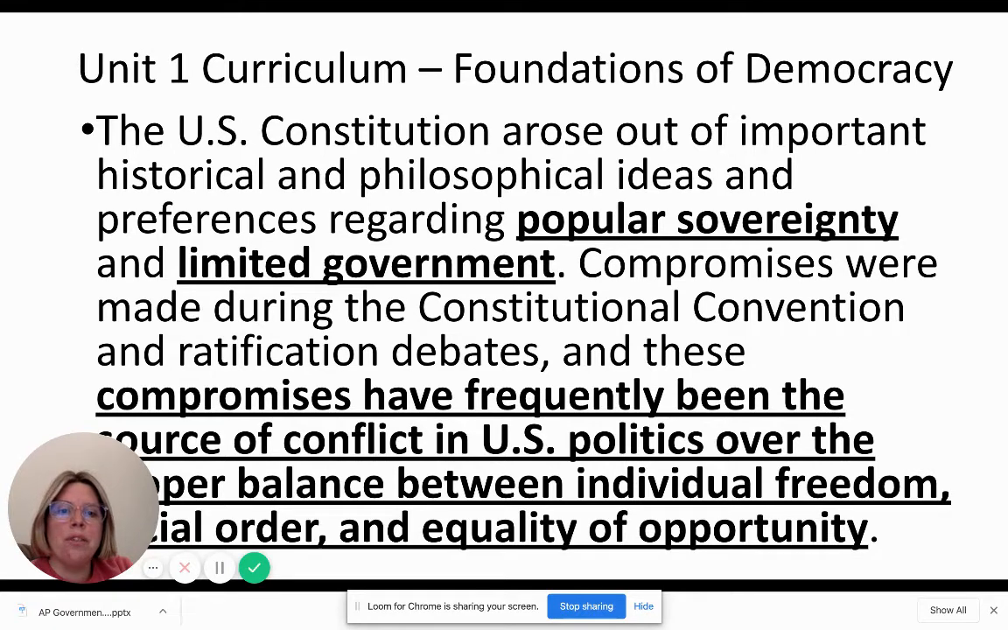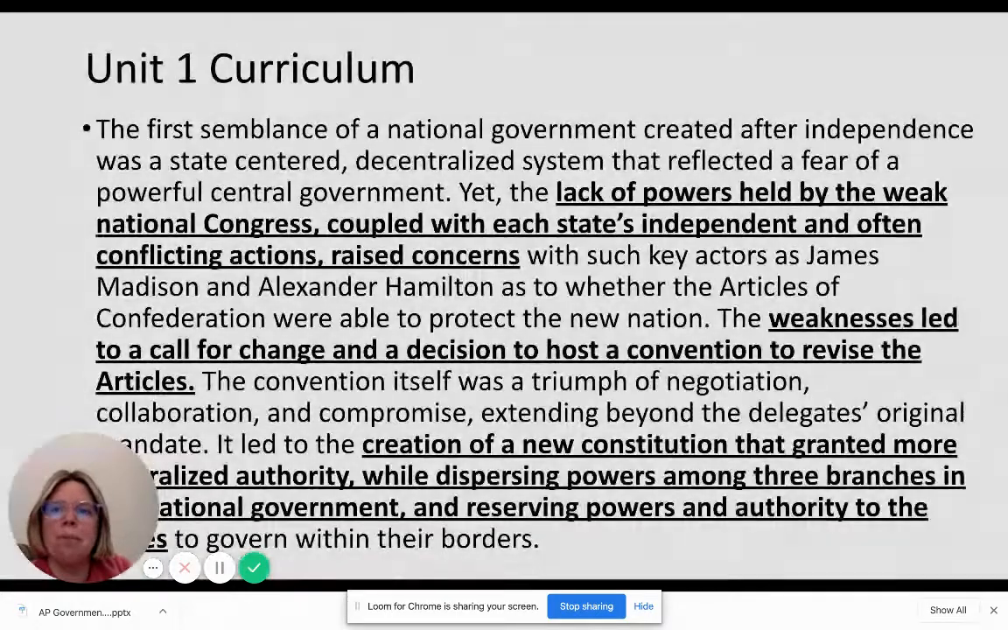Compromises were made during the Constitutional Convention and ratification debates. And these compromises have frequently been the source of conflict in U.S. politics over the proper balance between individual freedom, social order, and equality of opportunity. These are the things that liberals and conservatives fight over, right? How free should we be? What laws are too restrictive? What laws would we say are okay? And then should the government work to provide opportunity, like tax the rich more and provide more opportunities for the needy and stuff like that? People have different opinions on all of this, but that's basically what that debate is centered around.